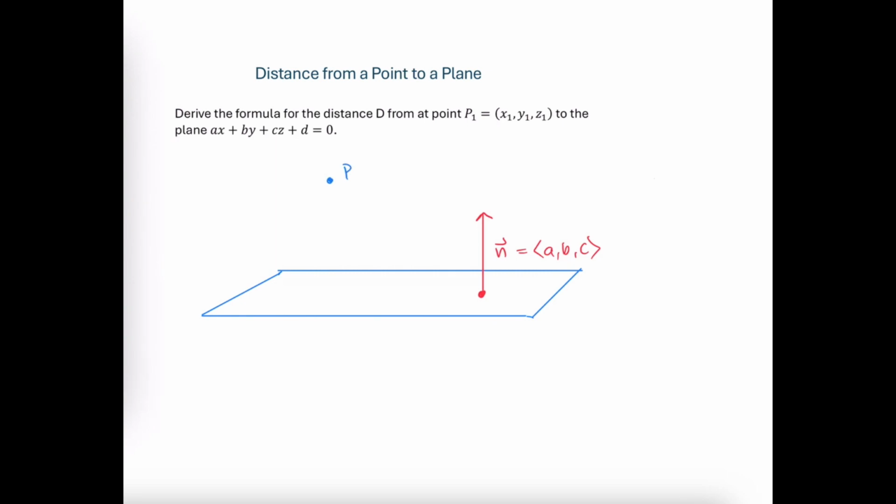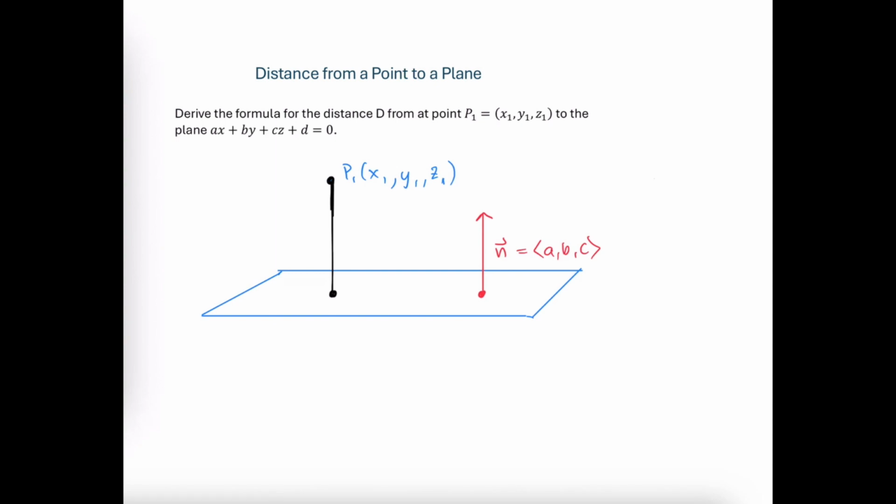Now let's consider an ordered triple P1, which is x1, y1, and z1, and we're wanting to find the distance between this point and the plane. And the closest distance between the point and the plane is going to be such that it drops perpendicular to the plane. So the closest distance from a point to a plane is going to be the measure of the line segment that's perpendicular to the plane, getting me down to it.